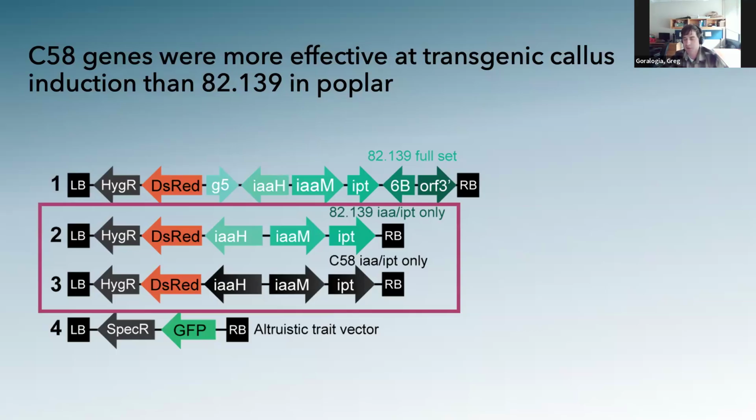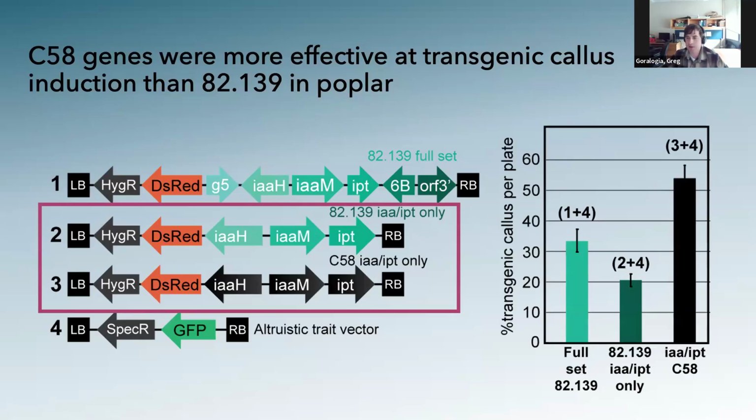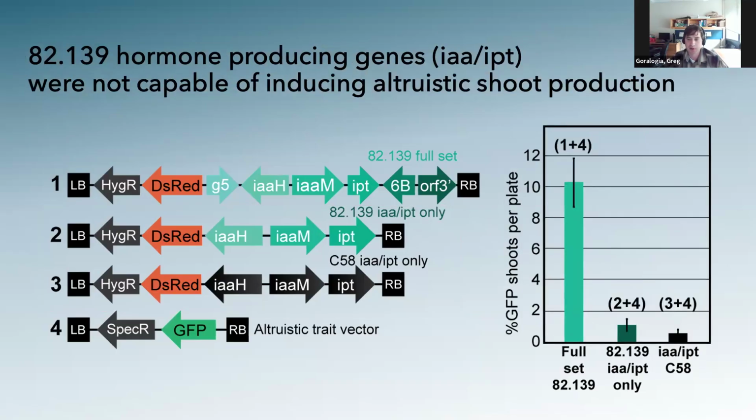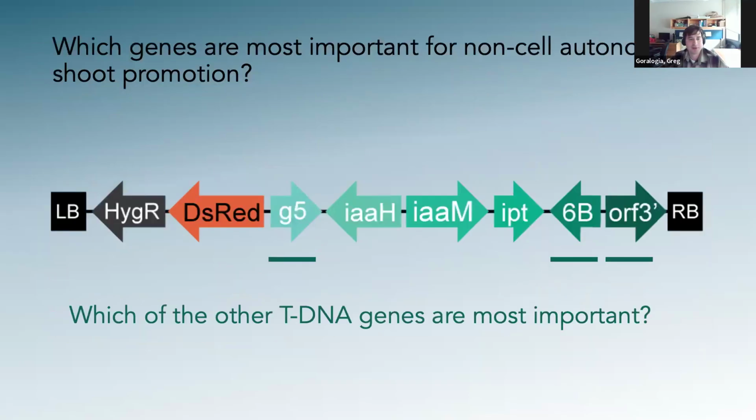So that's shown here in the middle, sort of excluding the other genes that are in this region. If we just look at transgenic callus, actually the C58 genes are better than this strain in hybrid poplar. But in terms of transgenic shoots, ones that only get the trait tDNA, actually both of them are non-functional. So you need the 6 genes and not just the hormone genes, which was pretty interesting.